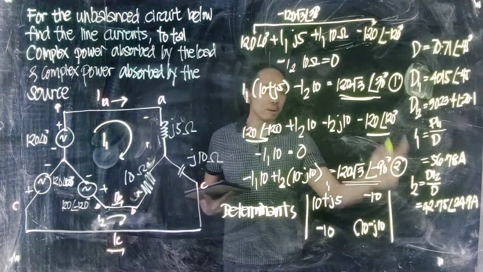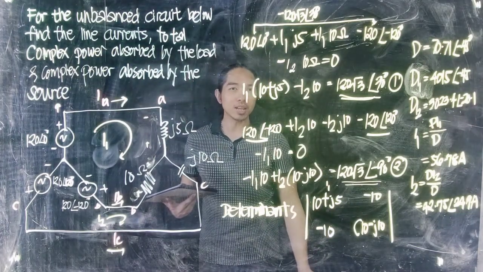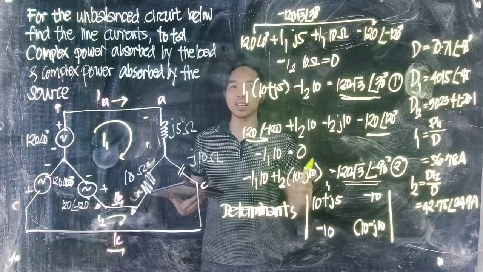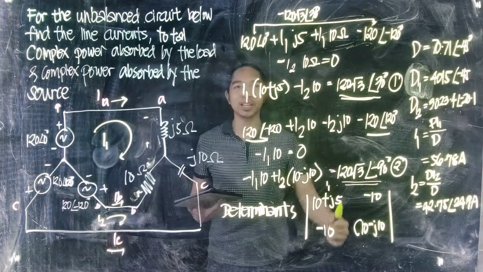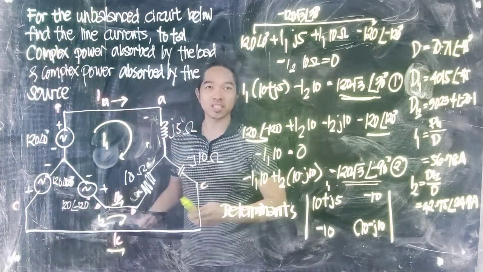We now have I1 and I2, but those are not yet the actual line currents we are looking for. How will we get the line currents? That will be our next problem. Let me cut this video short and proceed with finally solving the line currents of this problem.